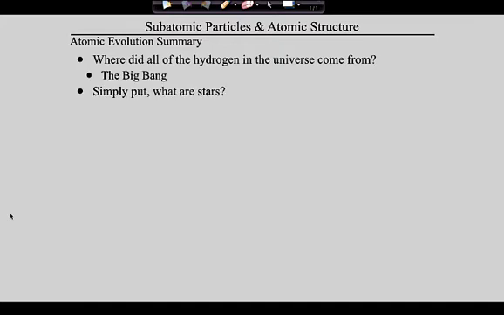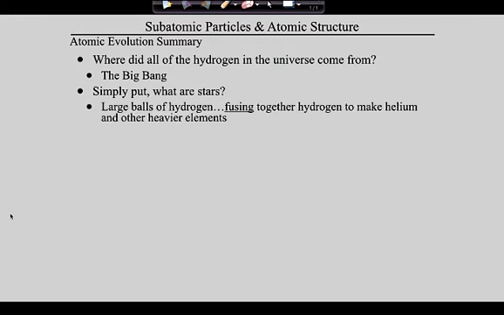Then guys, question number 2, what are stars? What are they made of? Hydrogen and helium. They're big balls of hydrogen and helium, and the hydrogen and helium is fusing, you'll notice I underlined it, fusing together to make heavier elements. You guys okay?